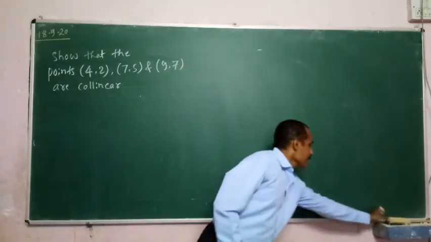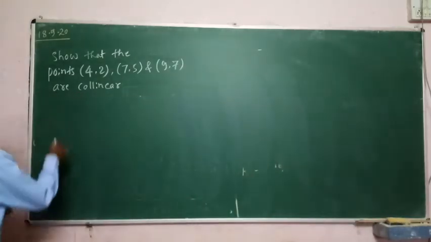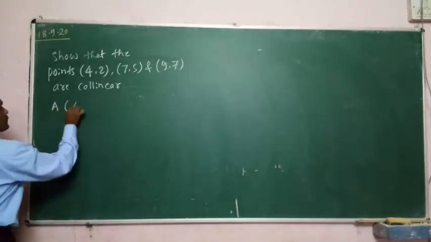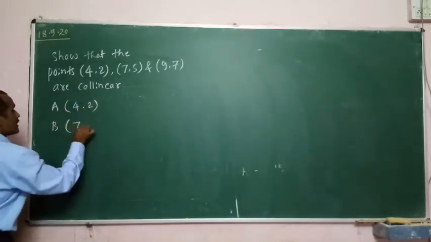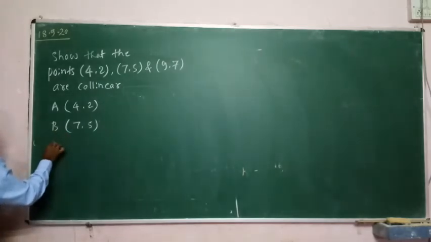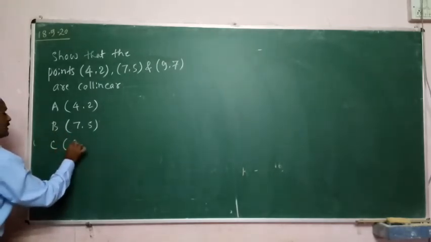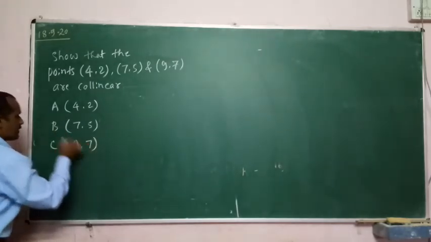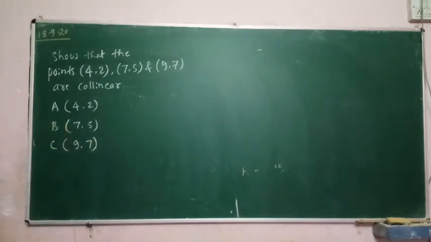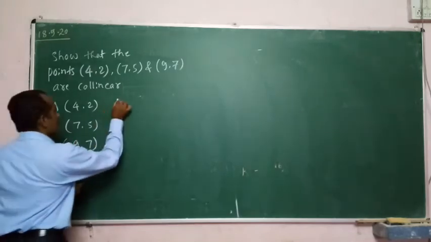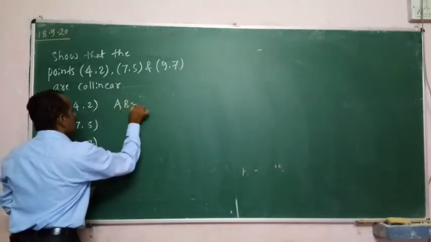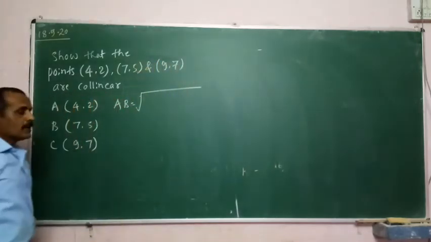Okay, I will tell the coordinates: A is (4, 2), B is (7, 5), and C is (9, 7). Come on. I will first find the length of AB.